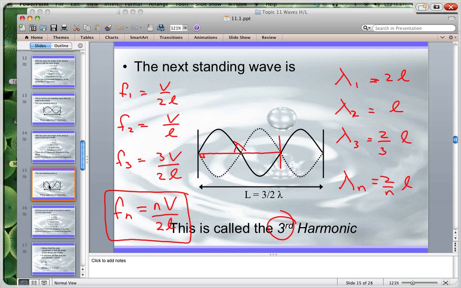None of these formulas are given to you in your data booklet, but you do need to be able to work them out, so you do need to go to the basics for it. So that's the situation where you've got a fixed point on both sides.